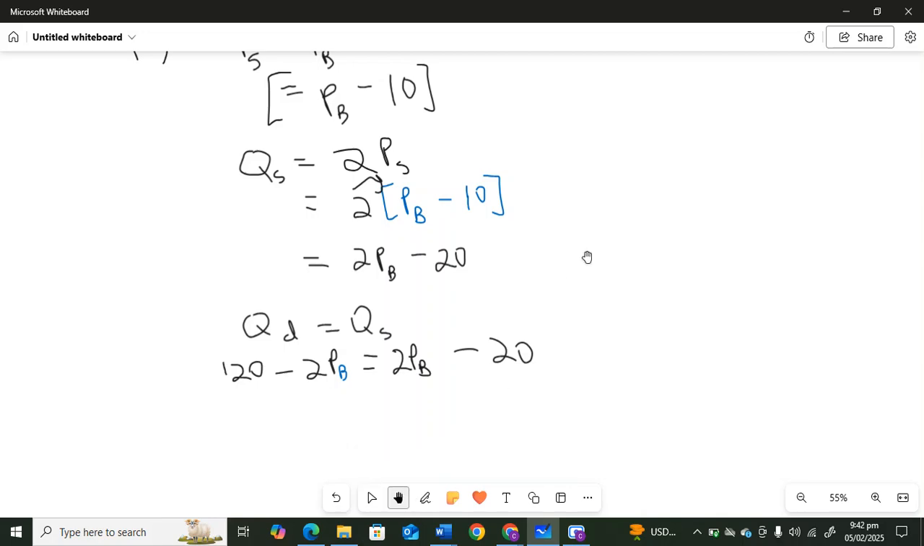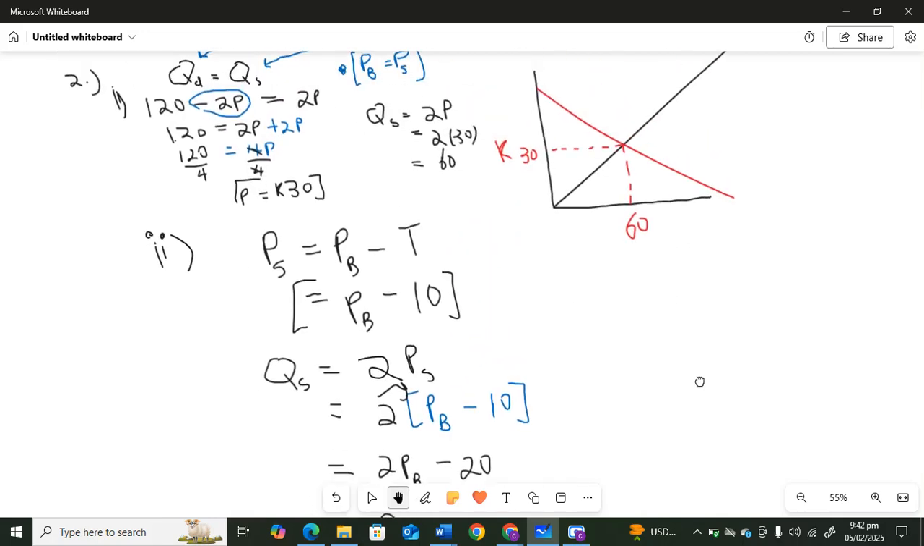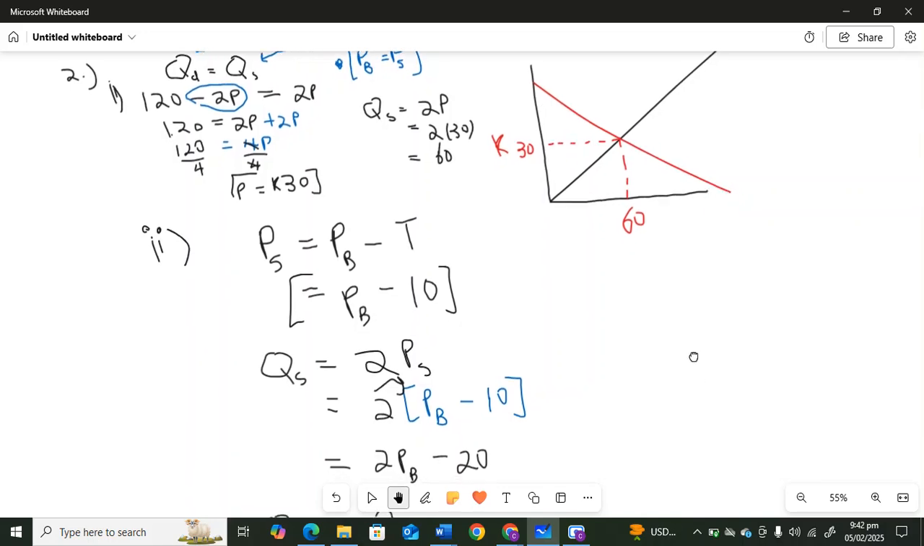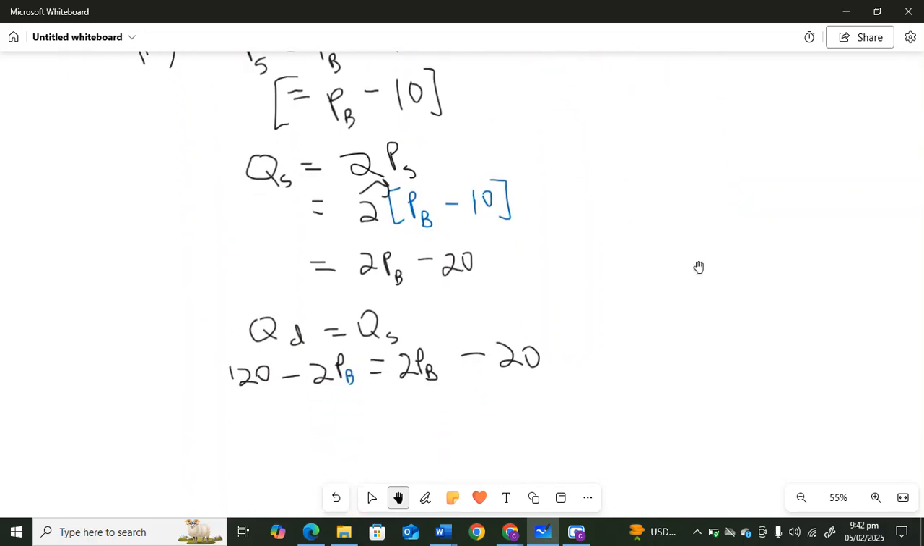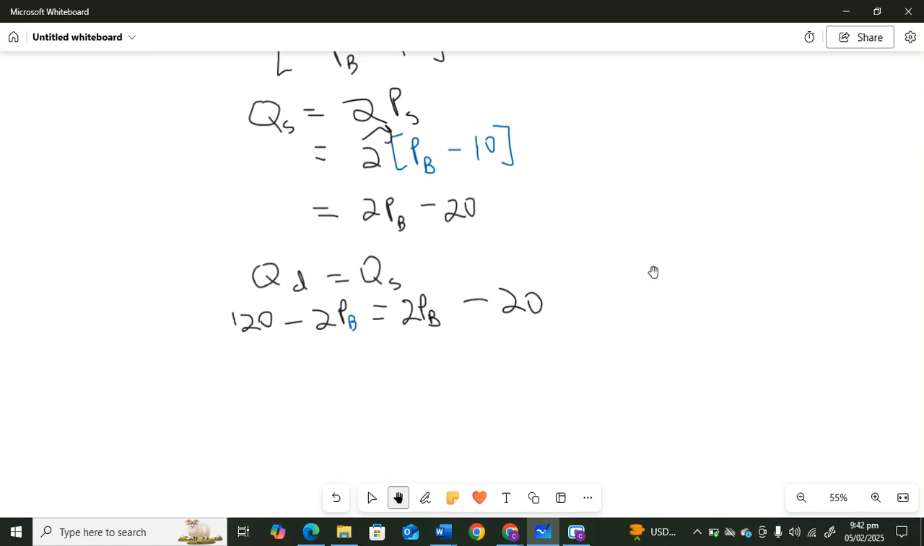Let's see if I've got it. The demand function QD is 120 minus 2 PB. So first things first, let's find PB. Once you find PB, you can find PS. And then you can find the quantity supplied after this tax has been imposed. So it's a matter of algebra.